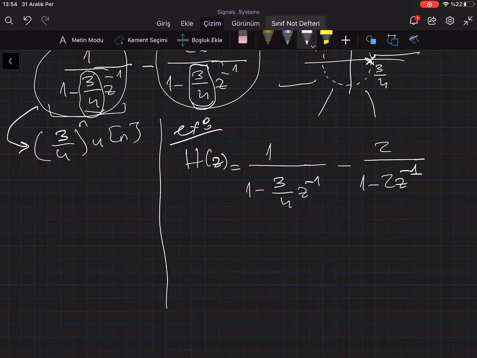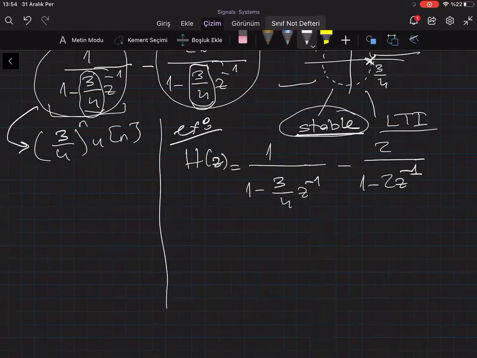I say that this is a stable system. Okay, I give it. This is a linear time invariant system, and it's a stable system. How do you find the poles of this? The poles of this system? This is a transfer function of my system.